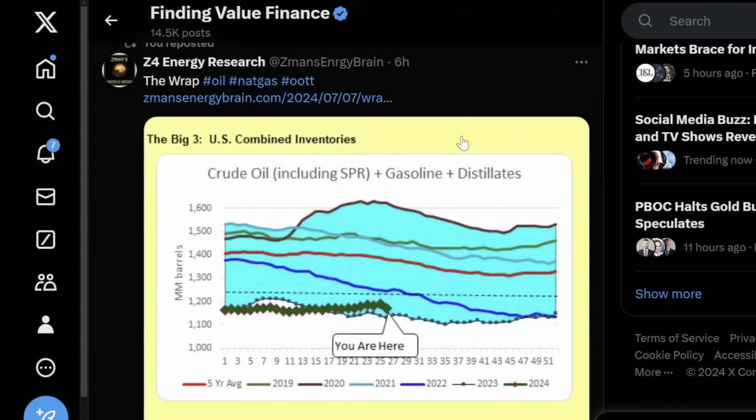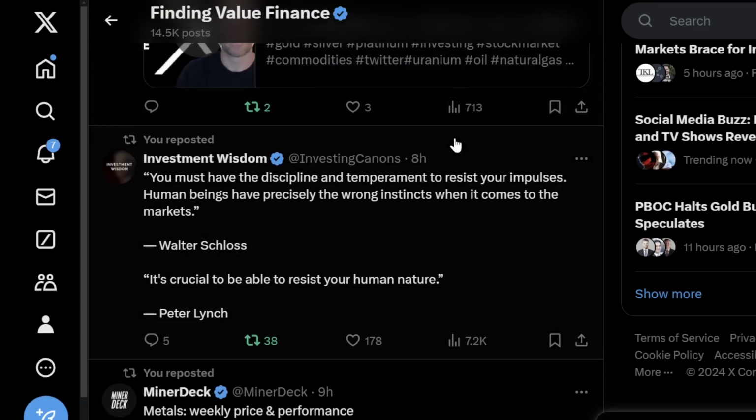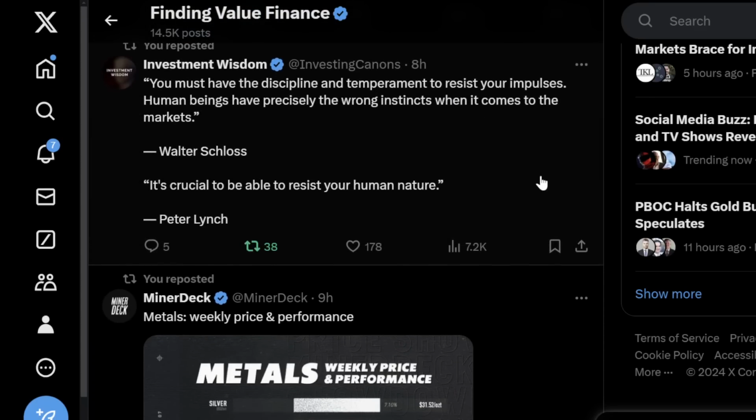The wrap here says crude oil, including the SPR, gasoline, and distillates are pulling on down on the low end of the inventory levels. Coming on down, we've got a couple more quotes.